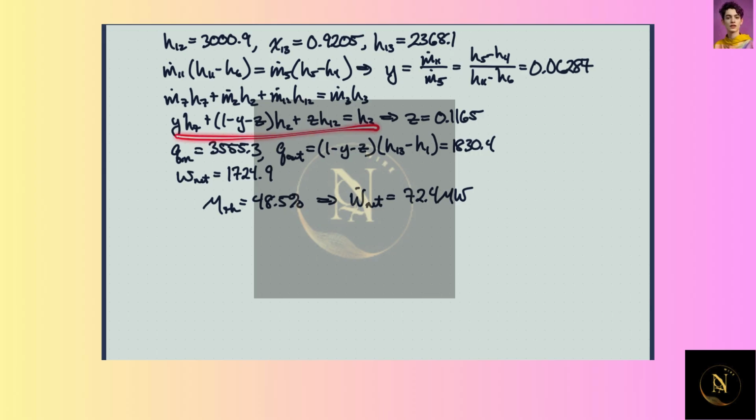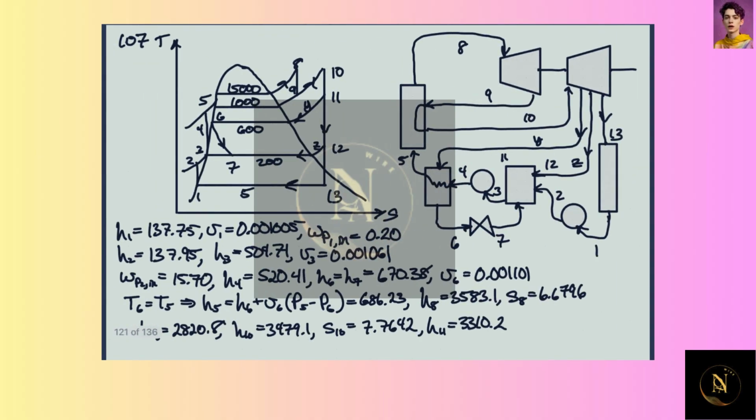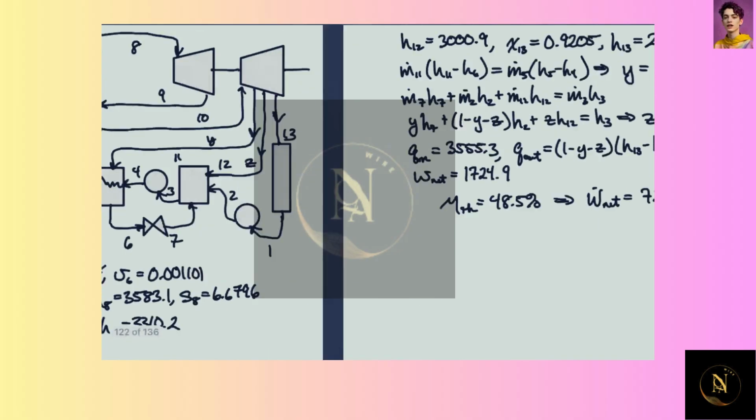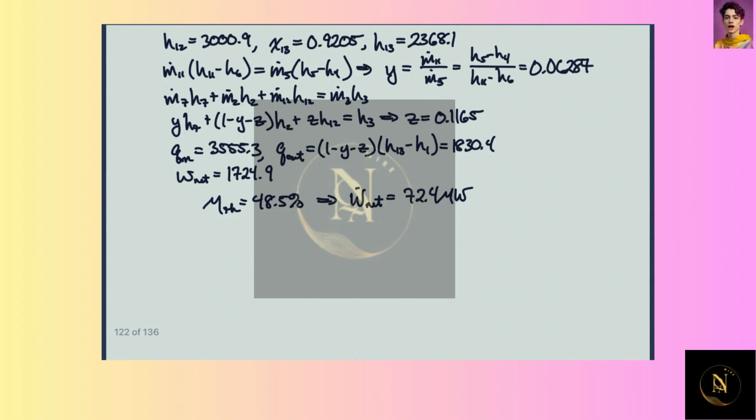But what this gives us is an equation where the only thing we don't know is Z. And so that's the fraction of flow we bled off at the first bleed, and that's 11.65%. Oh, no, the second bleed. Sorry, the second bleed, 11.65% we took off there. Okay, so that gives us enough information to figure out heat transfers.